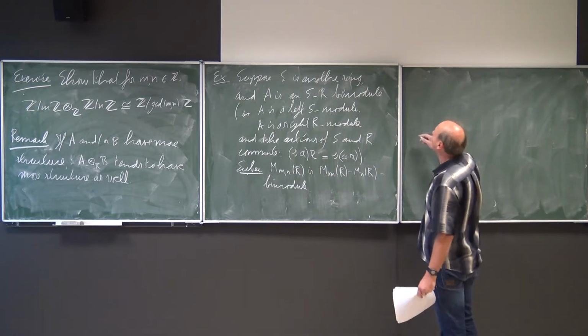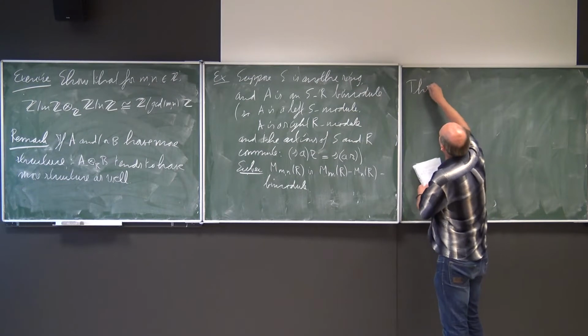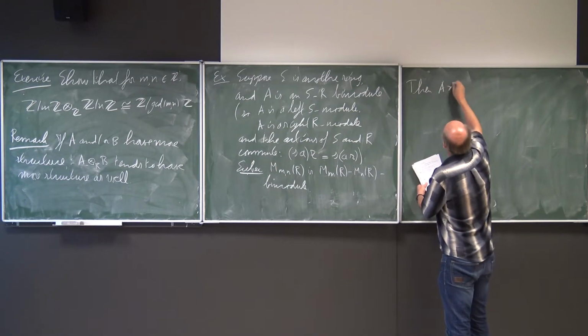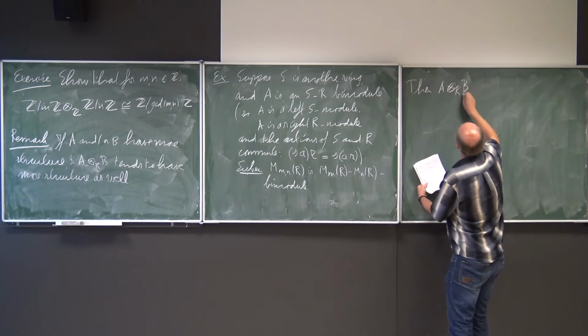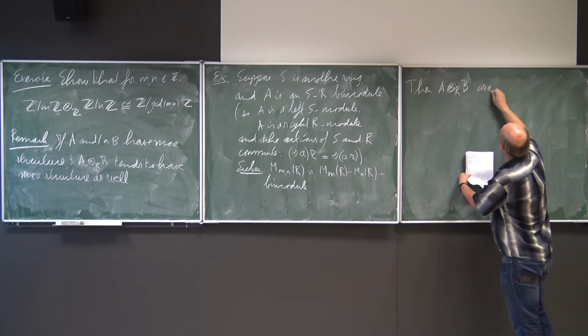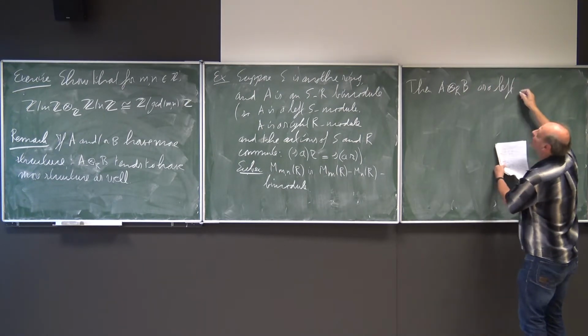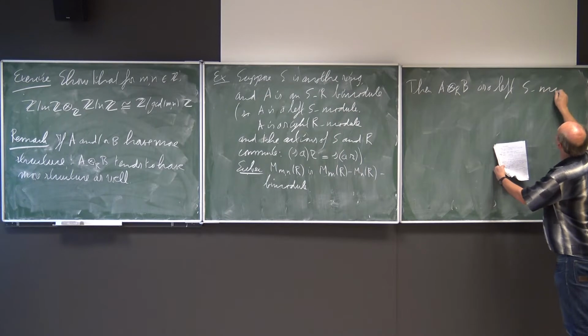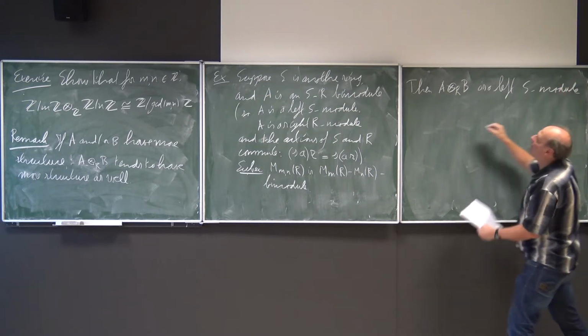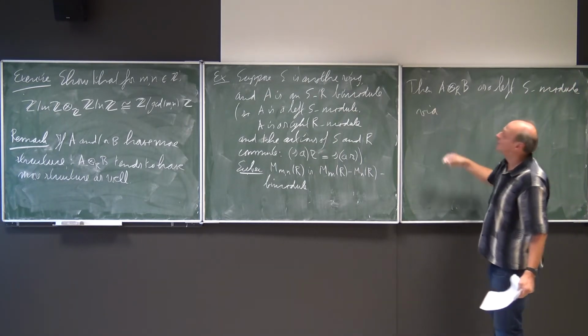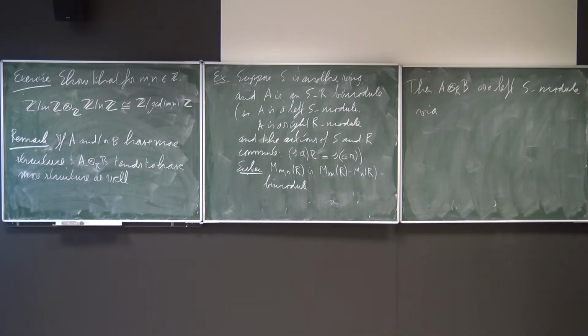Well, if this is all the case, then A tensor_R B is a left S-module via... so I have to tell you how I'm going to left multiply an element in the tensor product by an element in the ring S.